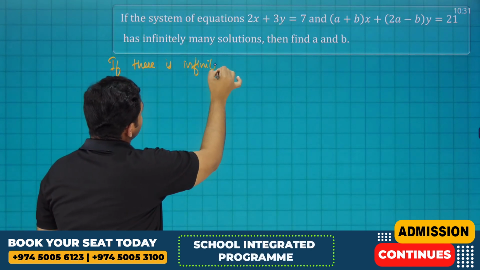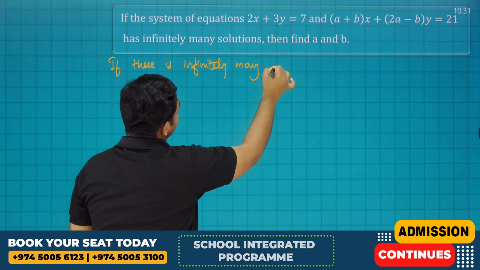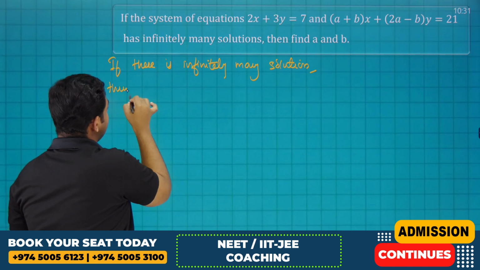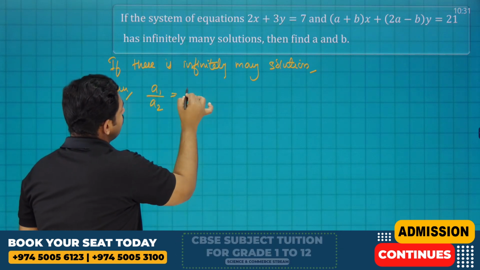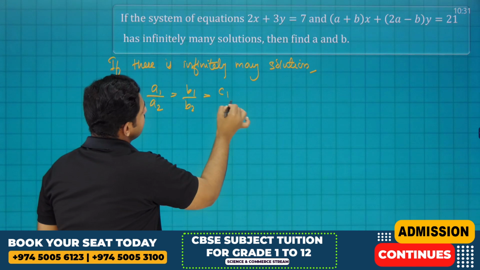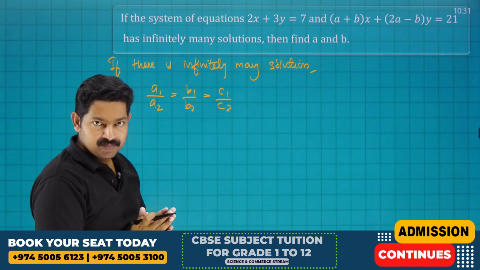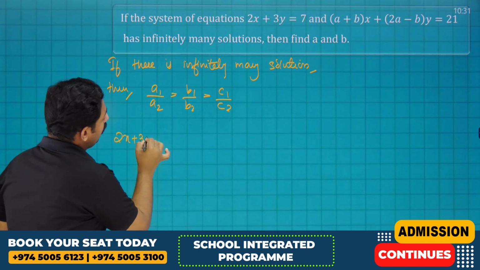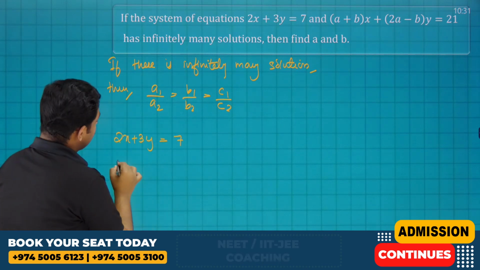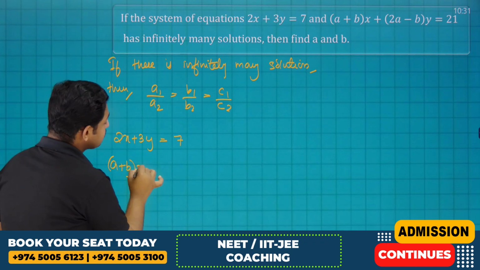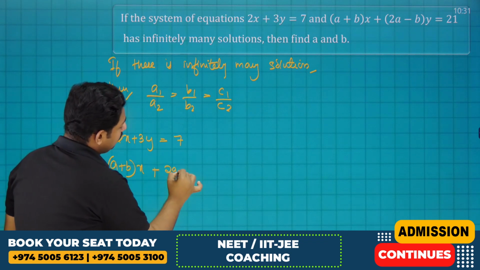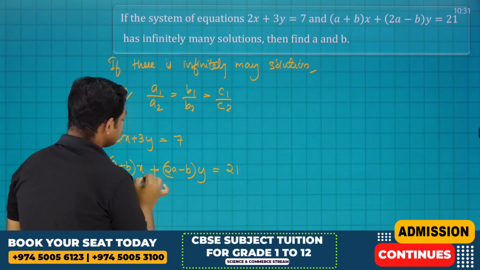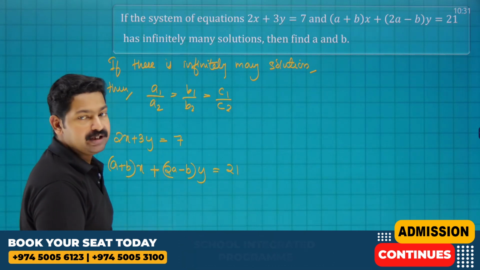We know that if there is infinitely many solution, then what is the condition? Then a1 by a2 is equal to b1 by b2 is equal to c1 by c2. That is the condition. Okay, so two equations are given to us. What are the two equations? 2x plus 3y is equal to 7, and the next one is a plus b into x plus 2a minus b into y is equal to 21. These are the two equations.